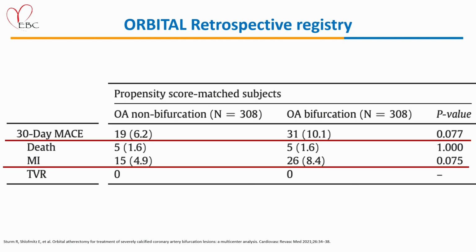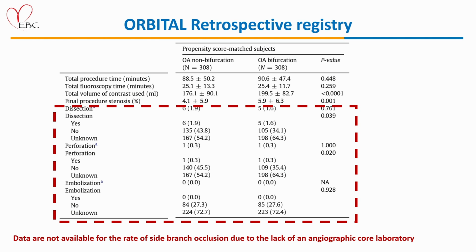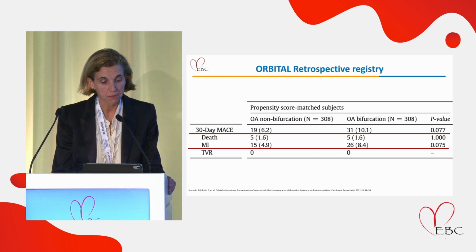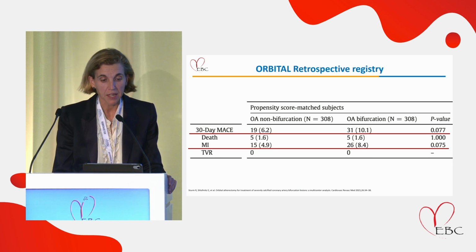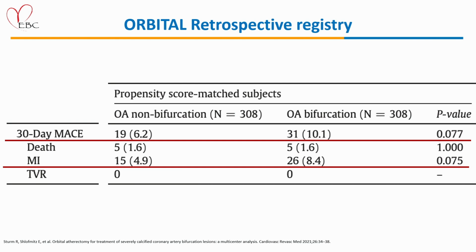But this in red is important, because they don't have data from the angiographic core lab about the side branch after orbital in bifurcation lesions. And when you see the 30 days MACE, there was a tendency opposite to the bifurcation group. That means maybe there is a risk of side branch occlusion using orbital, or maybe it's because the bifurcation lesion is more complex. Also, myocardial infarction was nearly significant in the orbital bifurcation group.